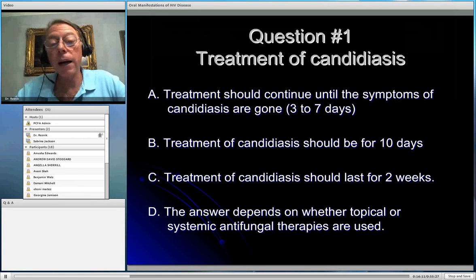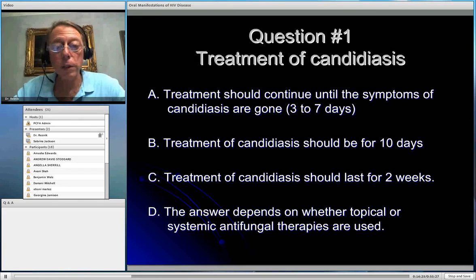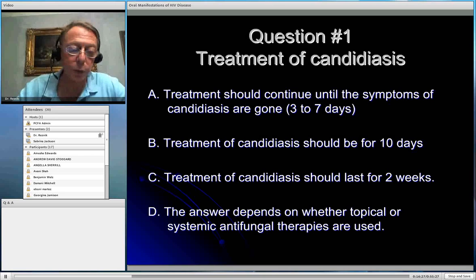The reasoning behind this is we want to get the colony-forming units reduced as much as possible to help prevent recurrence. So although the symptoms might be gone in 3 days or 5 days, we do want to get the colony-forming units down as low as possible. So treatment should always go for 2 weeks.